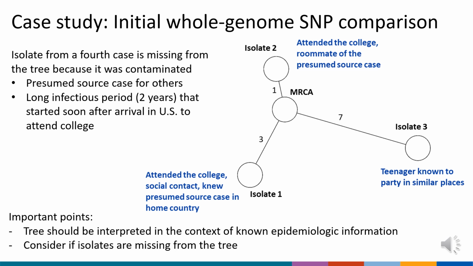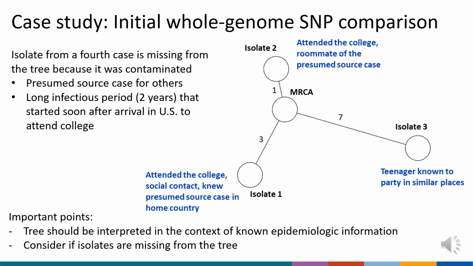This cluster alerted with 4 cases, but the isolate from one of the cases was contaminated, so it was left off the tree. Unfortunately, the contaminated isolate was from the presumed source case who had a 2-year infectious period that started soon after arrival in the U.S. to attend college. The reason the result was unexpected was because one of the isolates, isolate 3, was somewhat distant from the other isolates, and this isolate was from a teenager who was known to party in the same social network.